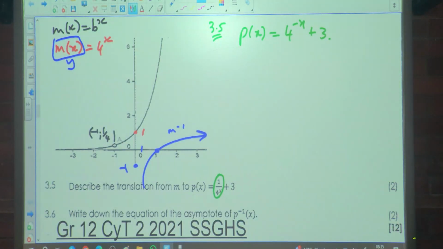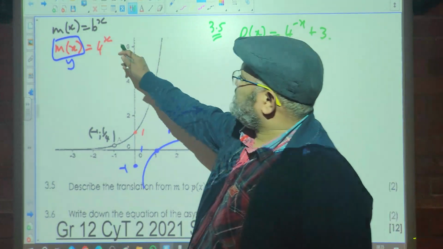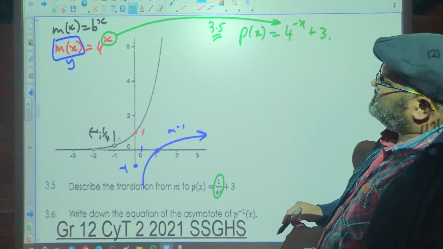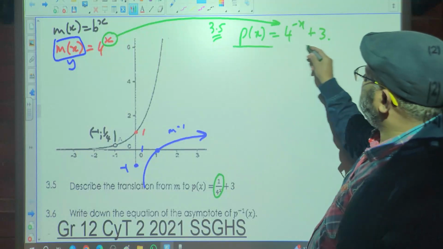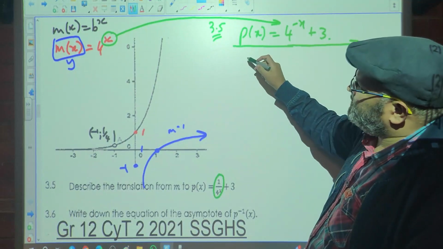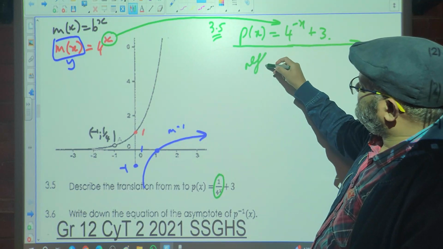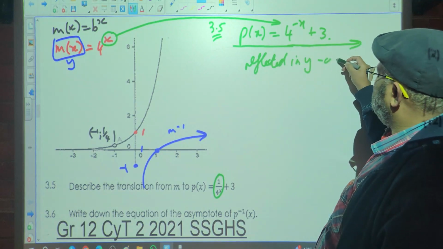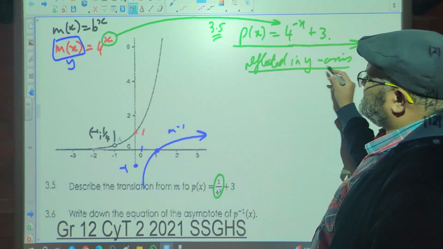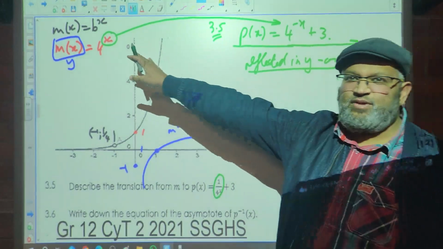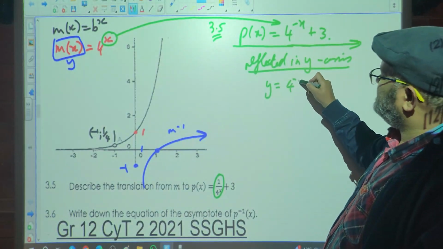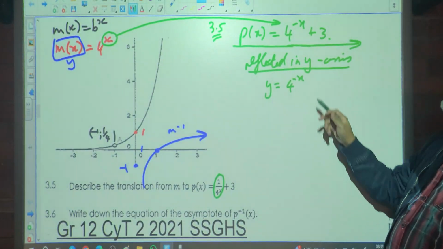Okay. So under what condition do we move from positive x to negative x? So we first going to say it's reflected in the y-axis. So if I reflect this in the y-axis, x becomes negative. So I'm taking it from here, okay? So it becomes y is equal to 4 to the minus x, which I have, yes? And then what happens?